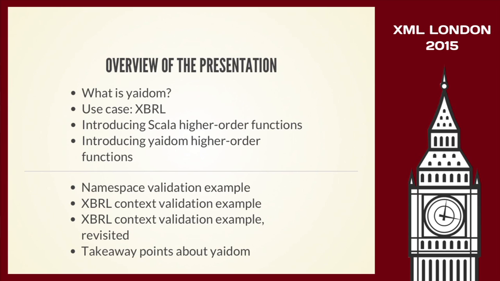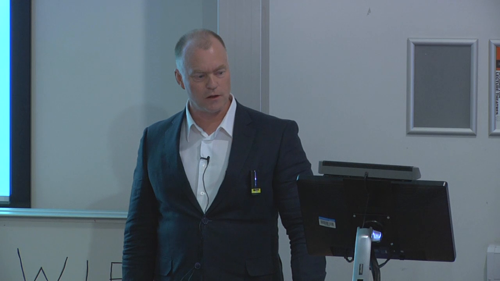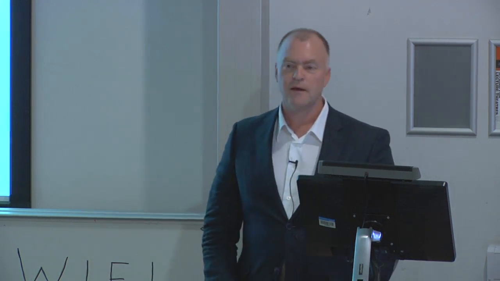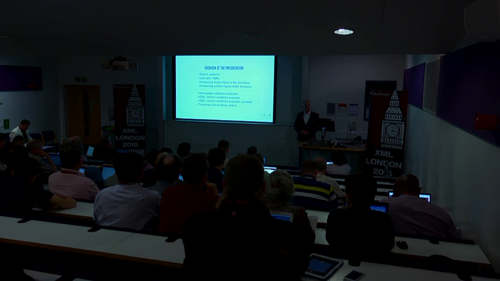So first, I'll briefly try to answer what yaidom is, and then we get to the use case, to the sample XBRL data. Then we get to some higher order functions of the Scala Collections API. After that, some higher order functions of the yaidom query API. And after that, we've seen enough of yaidom to get to the second part, which is more interesting, in which we write some XBRL validations as XML validations using yaidom.